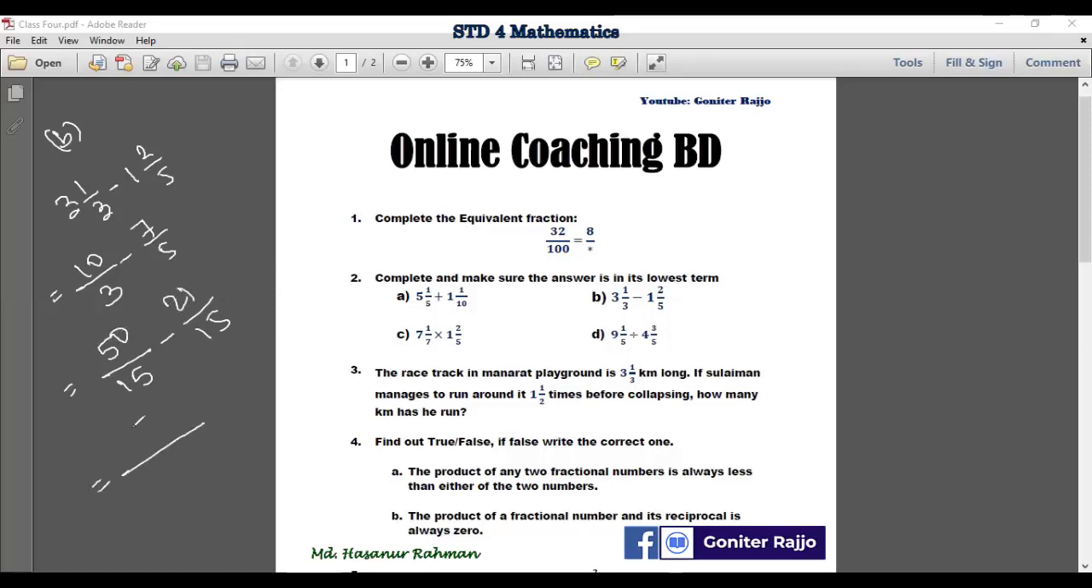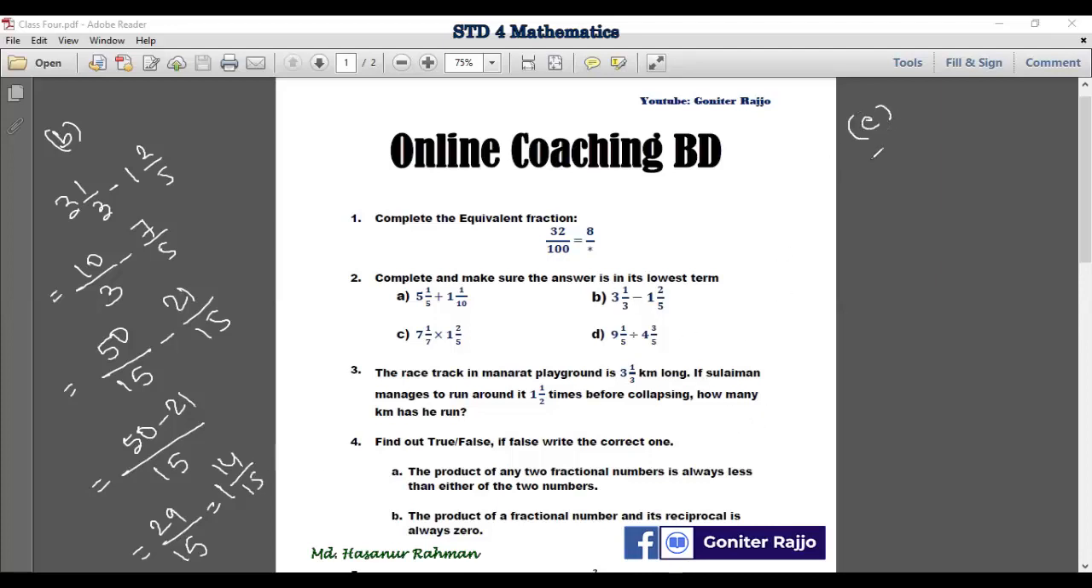So now try to subtract the numerator. 50 minus 21 divided by 15. 50 minus 21, that is actually 29 divided by 15. So here, if you want to convert this improper to mixed, you will get 1 whole 14 by 15.